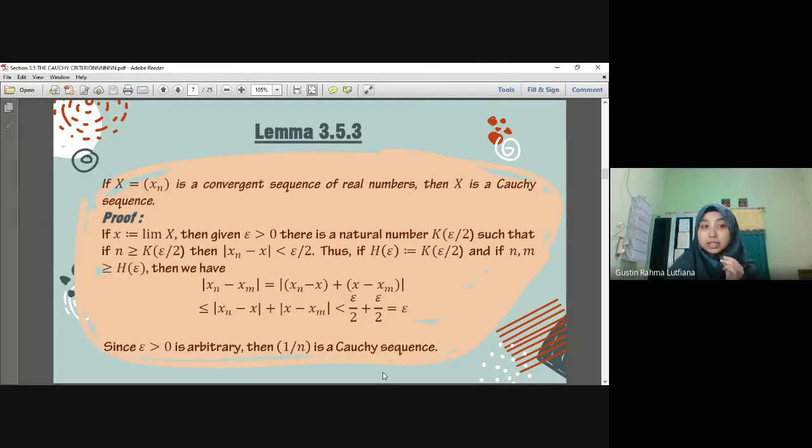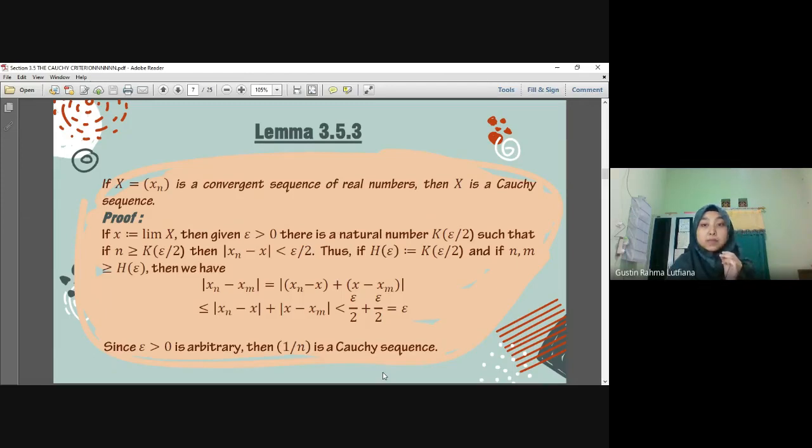The lemma said that if the sequence x is a convergent sequence of real numbers, then x is a Cauchy sequence. And here's the proof. If small x is equal to the limit of the sequence x, then given epsilon greater than 0, there exists a natural number K(epsilon/2) such that if n is greater than or equal to K(epsilon/2), then the absolute value of xn minus x is less than epsilon over 2.